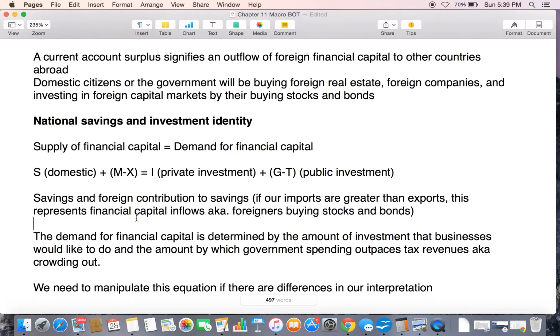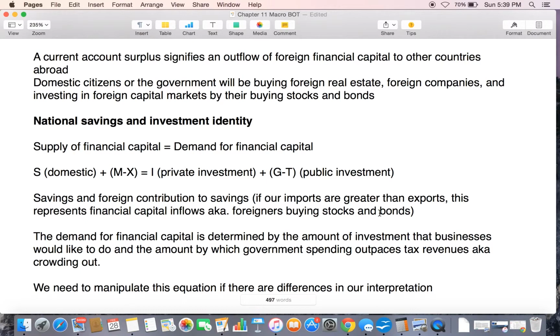If our imports are greater than our exports, this represents financial capital inflows, also known as foreigners buying stocks and bonds, which will be used for private investments or public investments. So these bonds could be U.S. Treasury bonds, or they could be private bonds like for ExxonMobil to go build an oil refinery, for example.